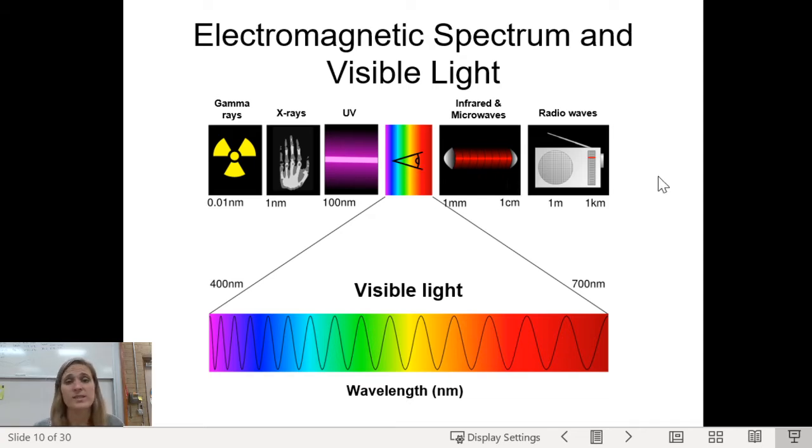And radio waves, we can't see either. So all of these outlying things on the left and the right of the middle are waves that we know exist, but we cannot see. What we can see, however, is what is in the middle, visible light.